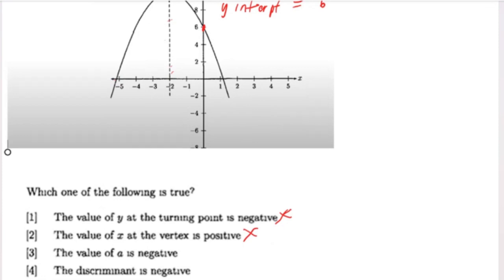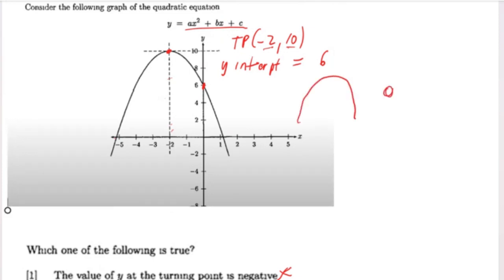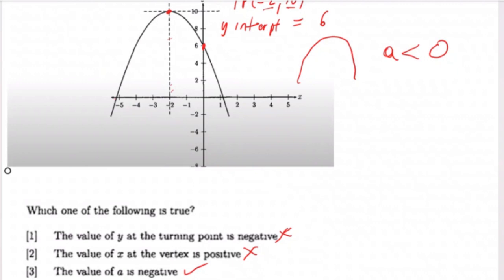Okay, the value of a is negative. From our analysis, we know if ever this thing is frowning, a frowning face, looking down, it means your a is less than 0. That means it is negative. Okay, this is true. All this information we are getting from your toolbox.